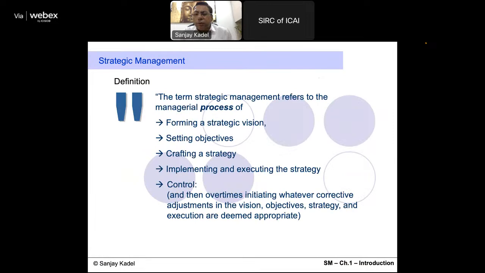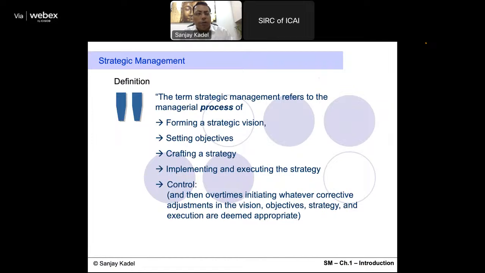The term strategic management refers to the managerial process of certain activities. What are those activities? Number one, forming a strategic vision. So, when you say forming a strategic vision, first of all, let us understand what is the meaning of vision. If you ask in simple terms, what is the meaning of vision? Please note, vision means desired future image. I will repeat, vision means desired future image.